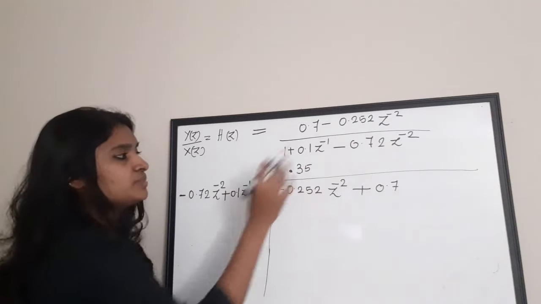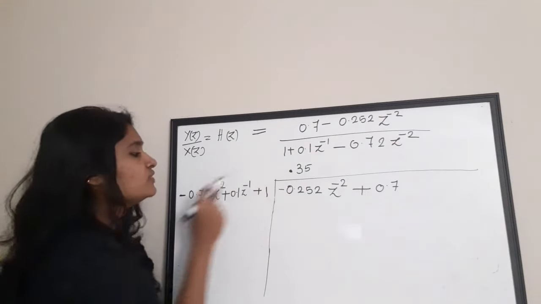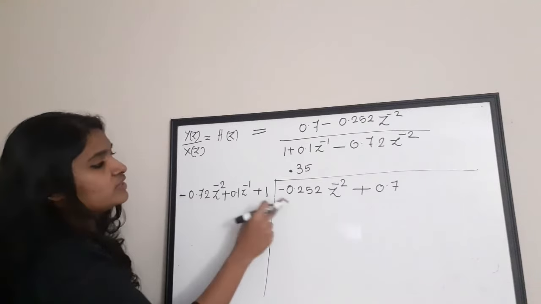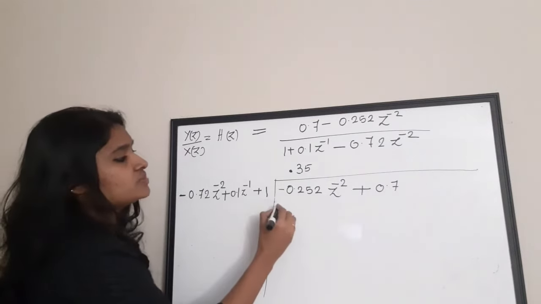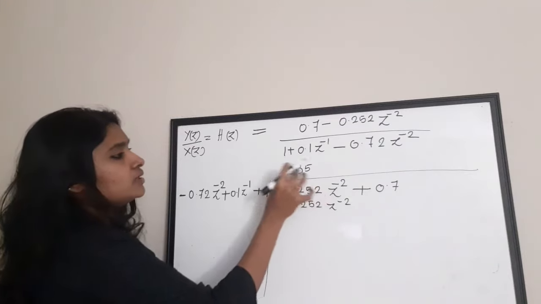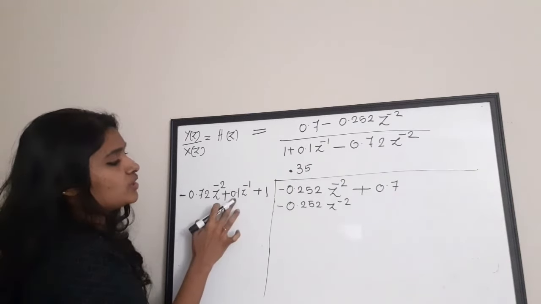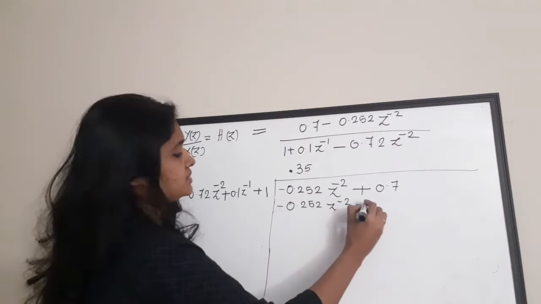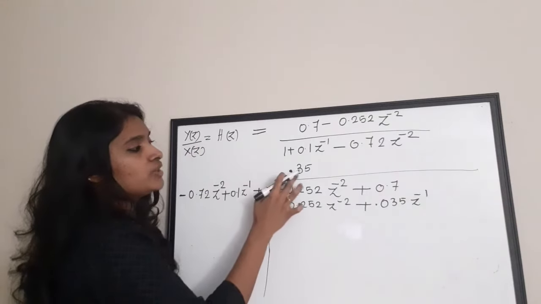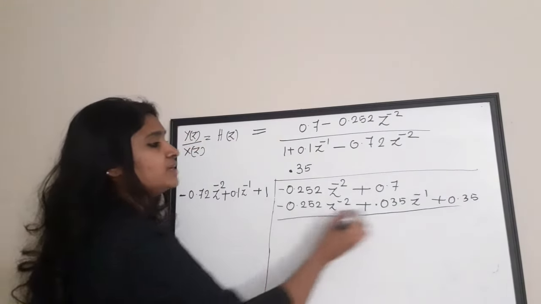So 0.35 something. I'm just taking 0.35. When I have done this problem, I've obtained it as 0.35. So 0.35 into minus 0.72 will give you minus 0.252. So it is minus 0.252 z raised to minus 2. Then this is 0.35, right? So 0.35 into 0.1 z raised to minus 1 will be plus 0.035 z raised to minus 1. Then 0.35 into 1 will be plus 0.35. I'm going to explain this once again.